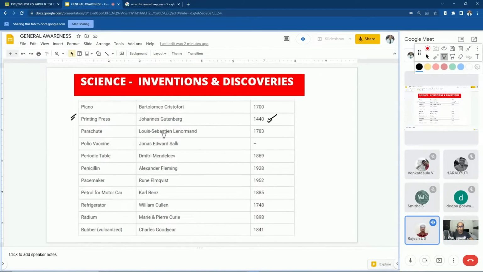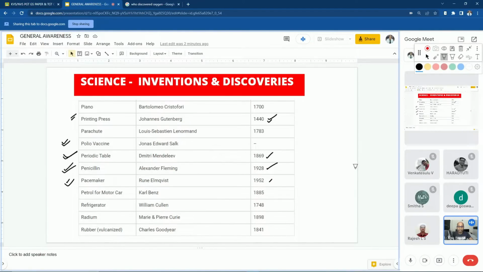Parachute, Louis Sebastian Lenormand, in 1783. Polio vaccine, Jonas Edward Salk. Next, periodic table, Dmitry Mendeleev, 1869, very important, sir. Penicillin, Alexander Fleming, 1928. Pacemaker, 1952. Okay, one second. Deepa ma'am, what is this pacemaker?